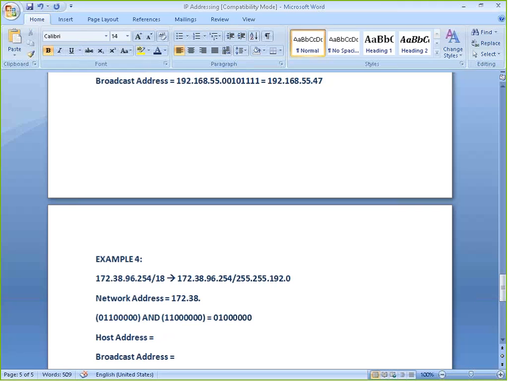Okay, so this is what you're going to get, which means now the third octet is going to be 64 dot. Now if I look at the fourth octet, it is 0 out here in the subnet mask, which means it's going to be 0. So this is how you would get the network address. Do you understand this?